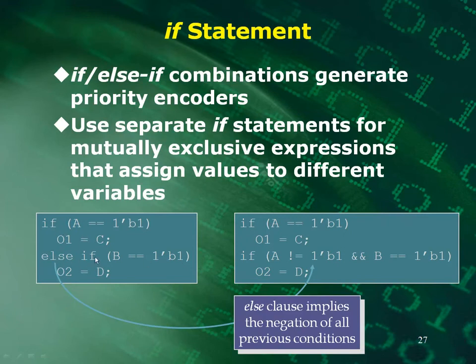And in this case, because we did an else if b equals 1'b1, what we're really wanting here is if a is equal to 0 and b is equal to 1, then we want output 2 equal to d. So we should write these as two separate if statements. Try not to do this type of thing when you write your if statements, and do them like that. Do them separately.